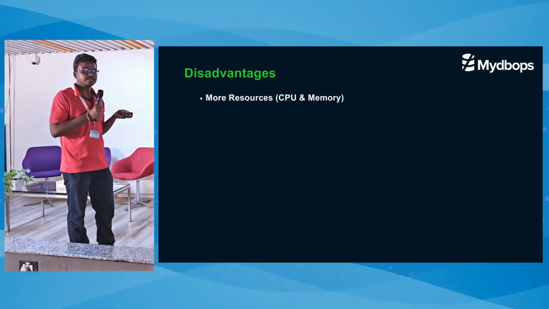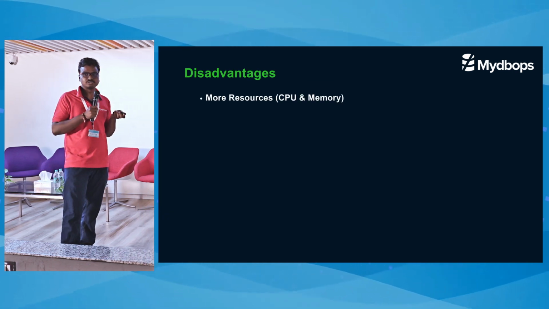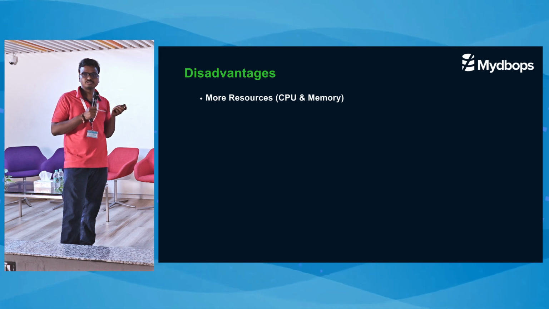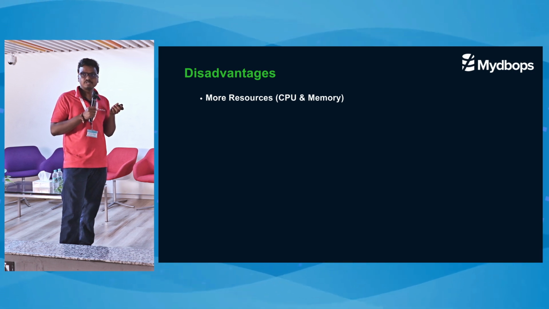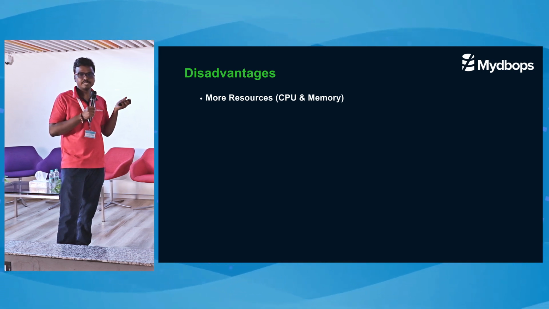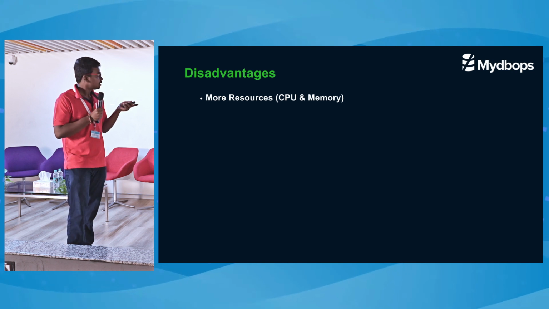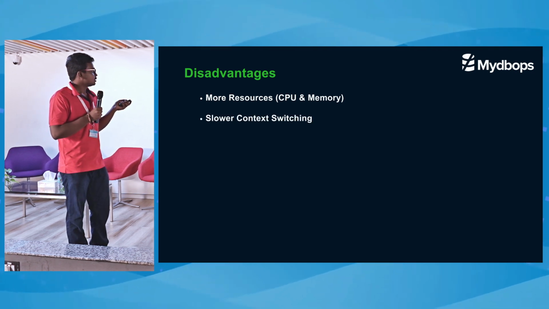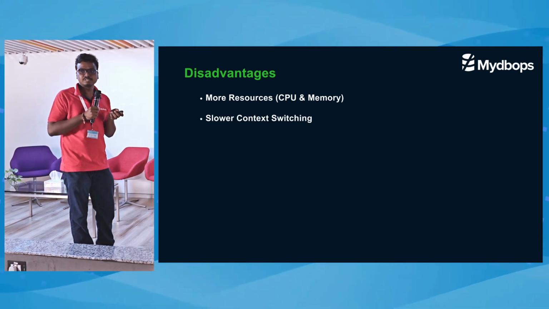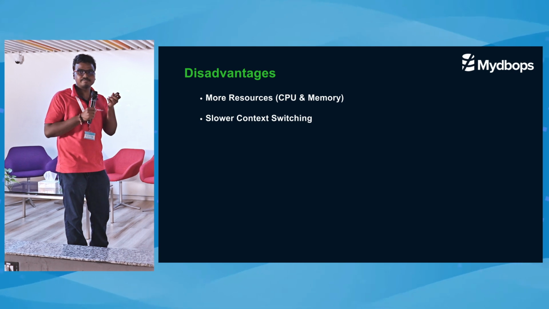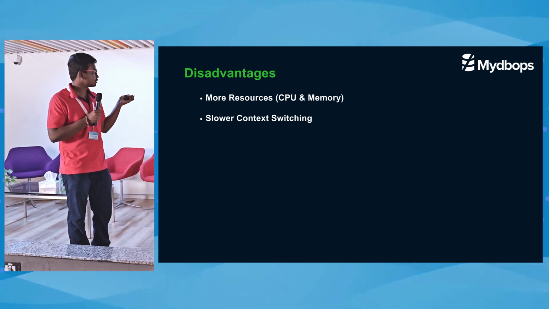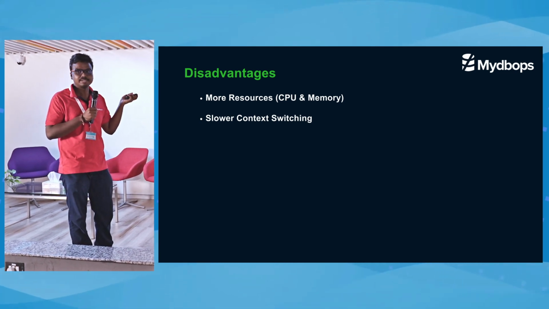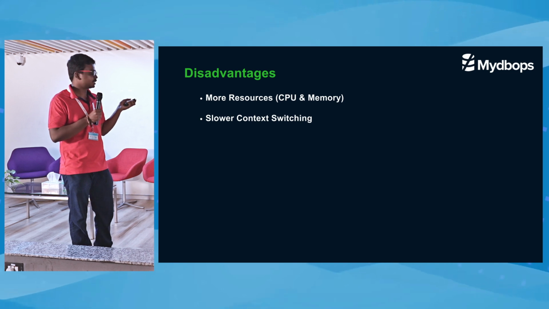What are the disadvantages? It uses more resources. When compared with other mechanisms, PostgreSQL uses processes, so it will use more CPU and memory. And other than that, when you have a lot of processes, with an increased number of connections, context switching will be very slow. So it will also impact the performance.